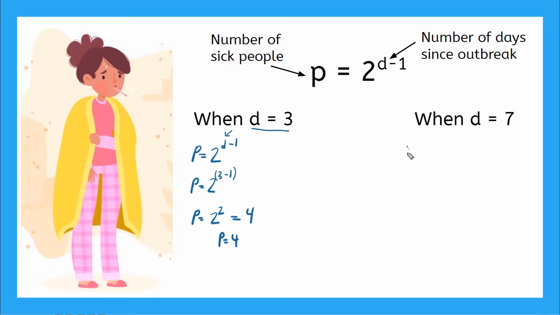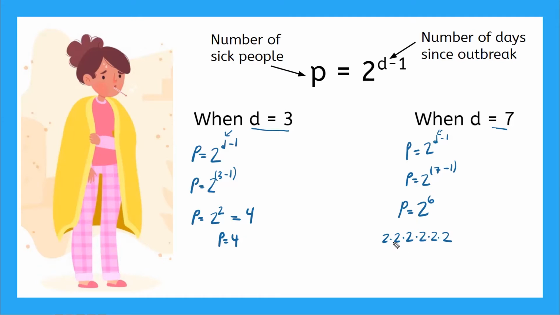Okay, now let's compare it when D is equal to 7. So I'm going to rewrite my equation over here. I'll have P is equal to 2 to the power D minus 1. Now I'm going to substitute this 7 in for my variable D. So I'll have P is equal to 2 to the power, and I'm going to use my parentheses to make it clear, 7 minus 1. So now I'm going to do order of operations. I'm actually going to do this little parentheses up here first. 7 minus 1, that would give me 6. So this is 2 to the 6th power. So that's going to be 2 times 2 times 2 times 2 times 2. One more, times 2.